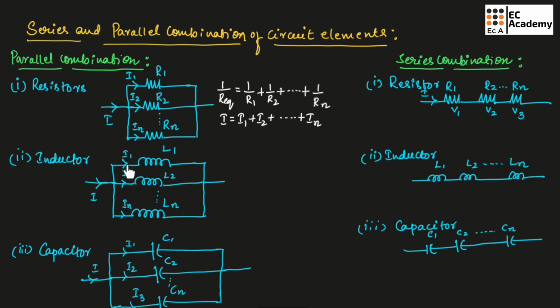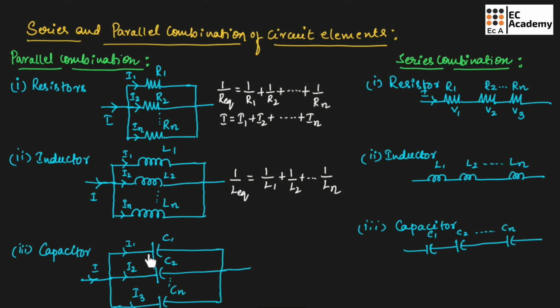If we consider the inductor, which are connected in parallel as L1, L2 and so on up to Ln, here also the current will get divided but voltage will remain same. Here equivalent inductor can be written as 1 by L equivalent is equal to 1 by L1 plus 1 by L2 plus and so on up to 1 by Ln. Again, in this combination, current will get divided and voltage will remain same.